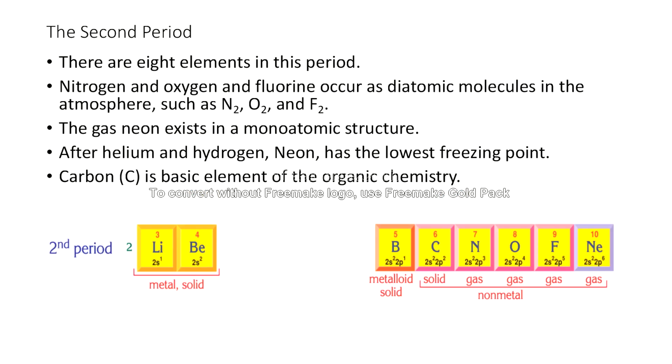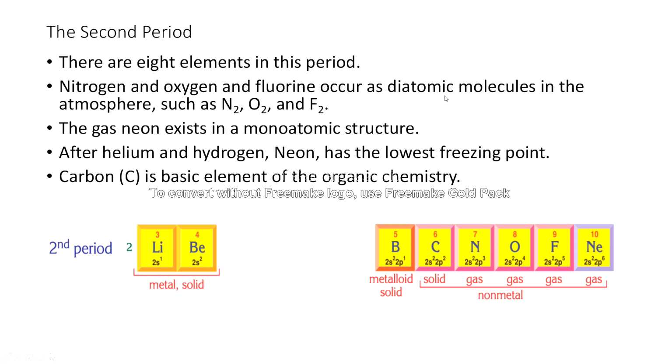The second period has 8 elements. Let me start from the beginning. We have lithium, beryllium, boron, carbon, nitrogen, oxygen, fluorine, and neon. Those are the 8 elements of the second period. Nitrogen, oxygen, and fluorine occur as diatomic molecules in the atmosphere. We have N2, O2, and F2.